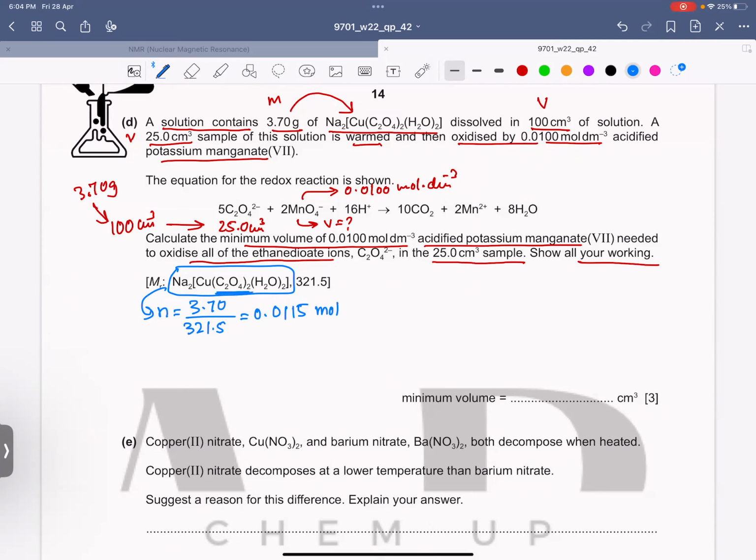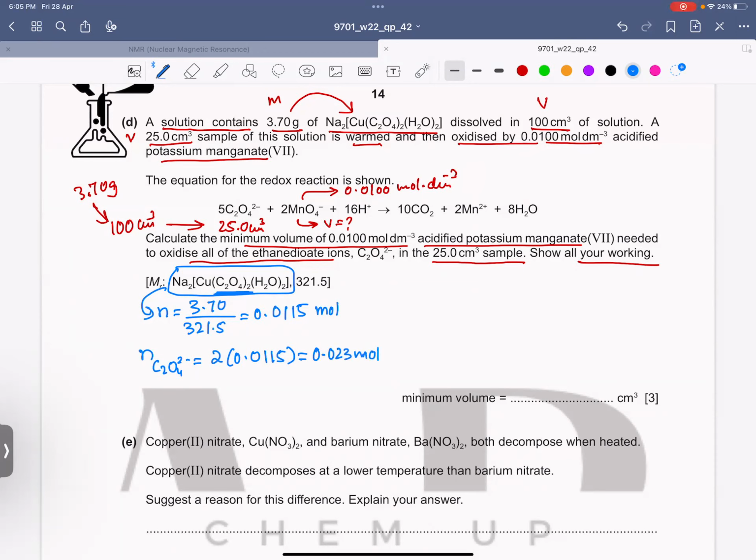So how many? 2. So it means moles of ethanoate ions would be equal to twice of these moles. Yes, can anybody tell me the answer? So 0.023. These are the moles of ethanoate.